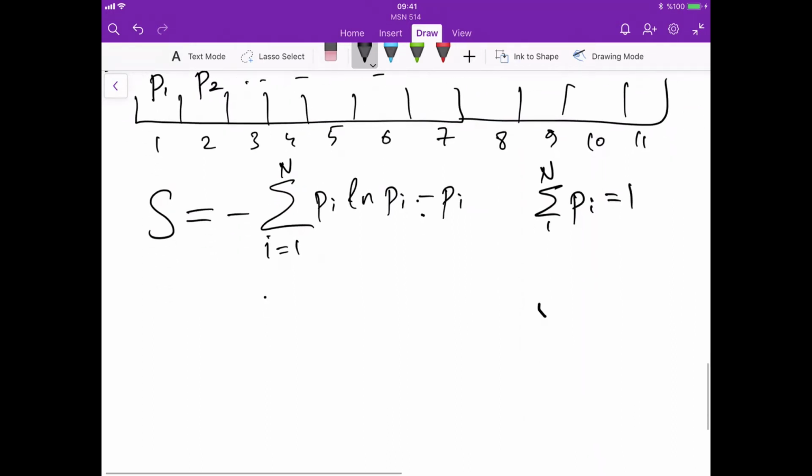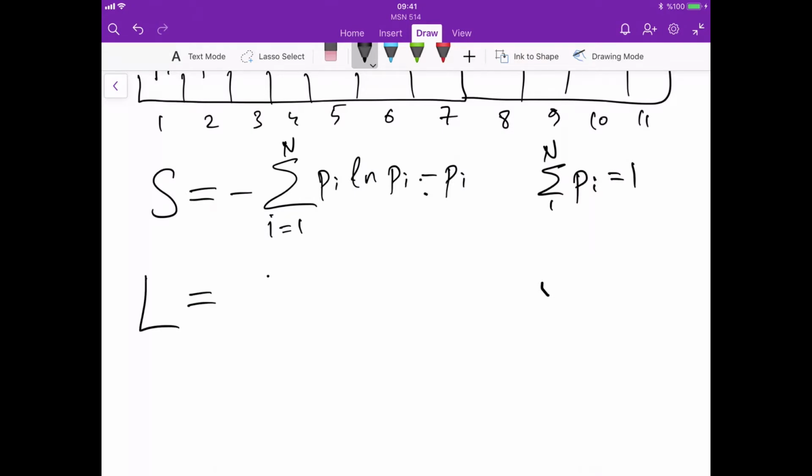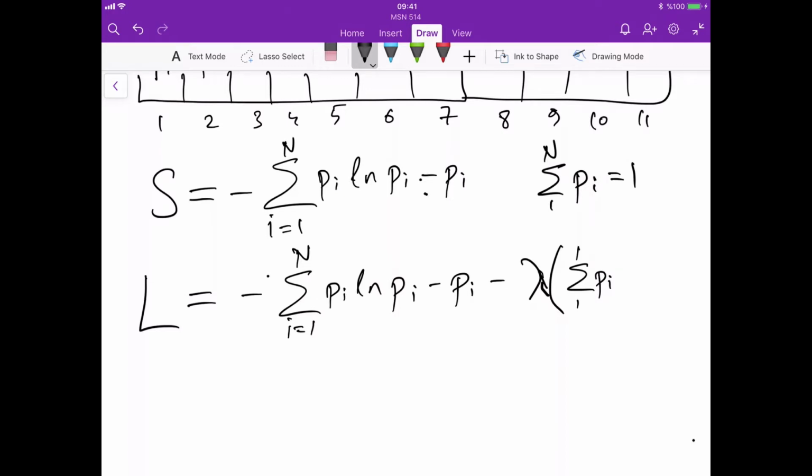Yes? Now, what is my Lagrangian? It's minus sum over i from 1 to n of pi ln pi minus pi, plus, no, minus lambda times the constraint, nothing else. Do you agree? Yes? So if I take the derivative del L over del pi with respect to any pi, what do I get? Any ideas?